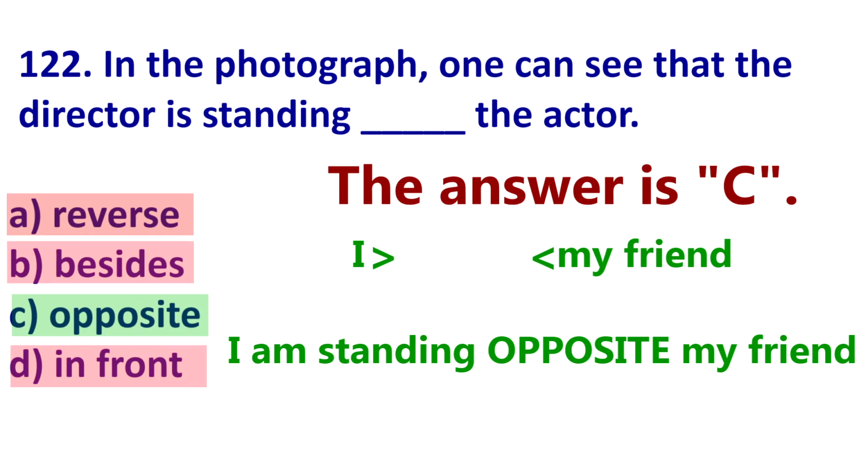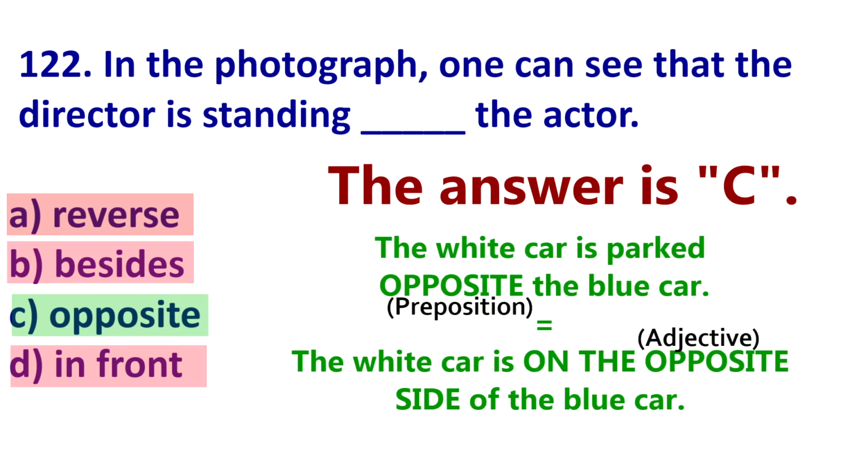So my friend is on the other side. We might be looking at each other. Or the white car is parked opposite the blue and yellow car. So here, opposite is a preposition.